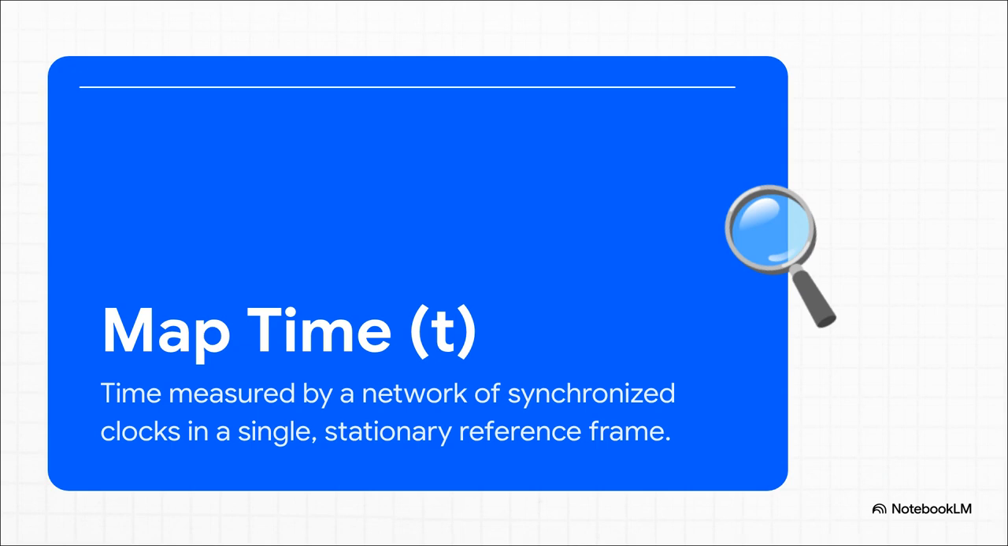Okay, so clock number 1 is what we'll call map time. Think of it like this. Imagine there's a whole network of perfectly synchronized clocks, maybe one at every mile marker along a highway. Map time is the time that they measure as you whiz past. It's the official timekeeper of the world you're moving through.